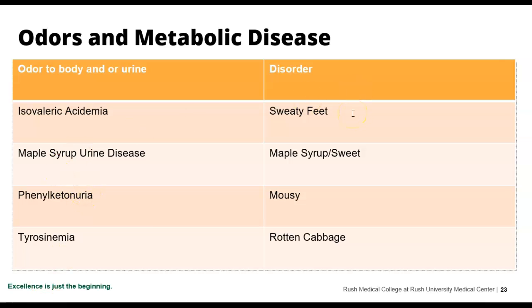So here's just a little thing about odors and metabolic disease. Isovaleric acidemia smells like sweaty feet. Maple syrup urine disease, a sweet smell. Phenylketonuria, a mousy smell. And tyrosinemia, rotten cabbage.